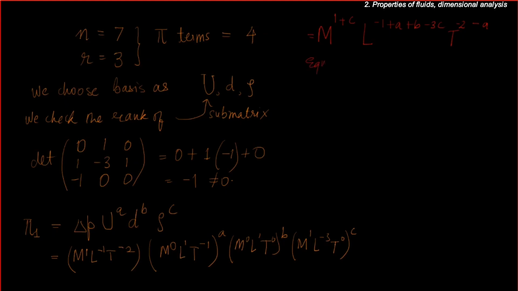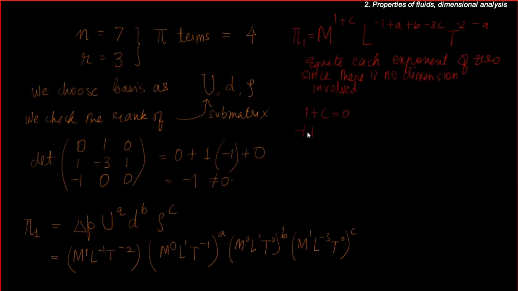So pressure is m to the power 1, L to the power minus 1, t to the power minus 2. The term involving the velocity is m to the power 0, L to the power 1, t to the power minus 1 whole raised to a. The term involving the diameter is m to the power 0, L to the power 1, t to the power 0 whole raised to b. The term involving density is m to the power 1, L to the power minus 3, t to the power 0 whole to the power c.